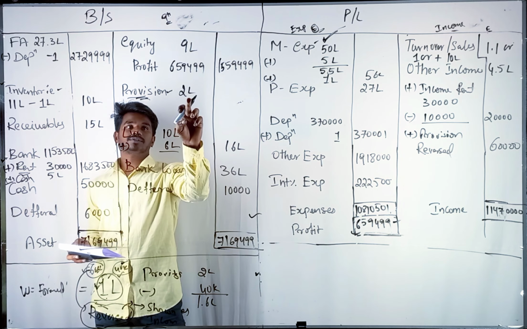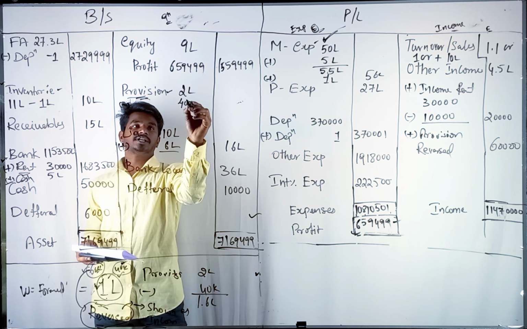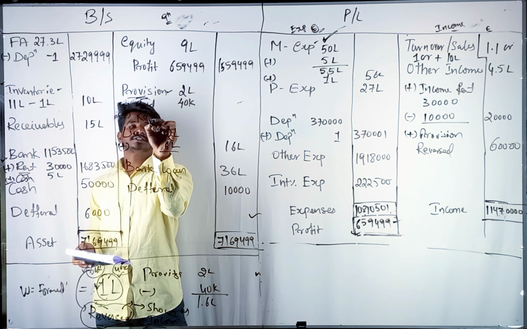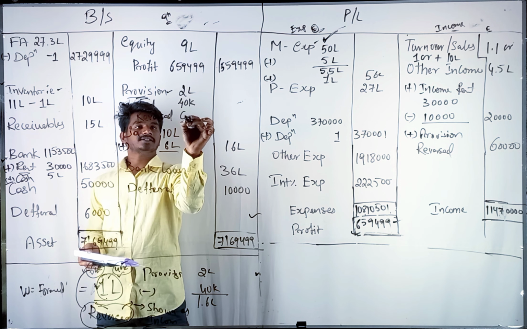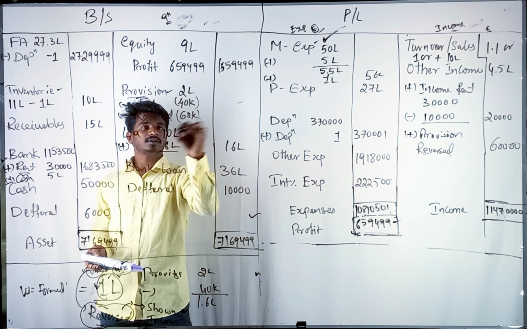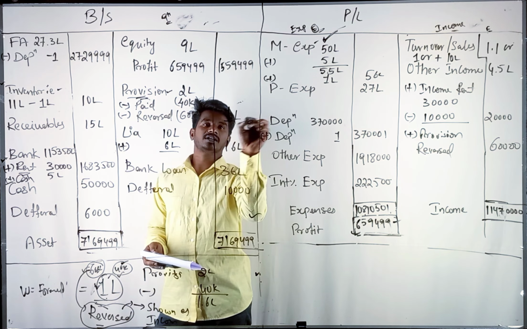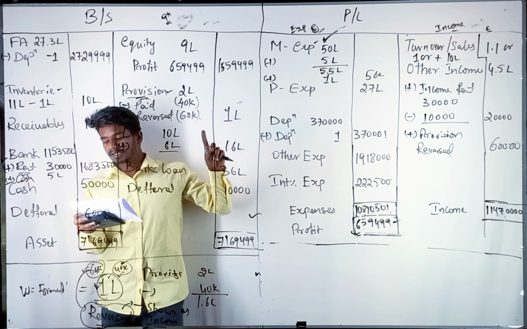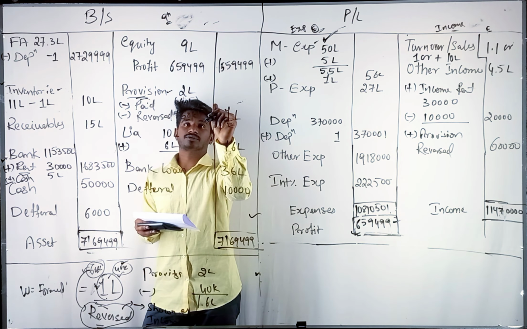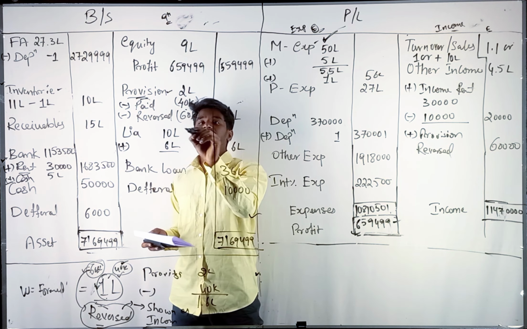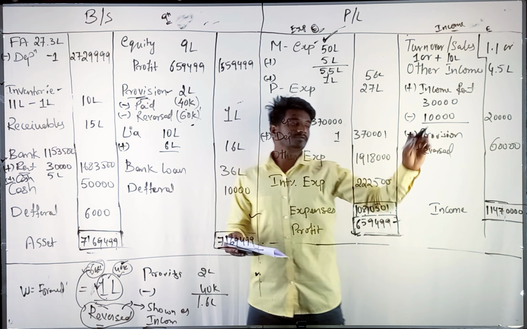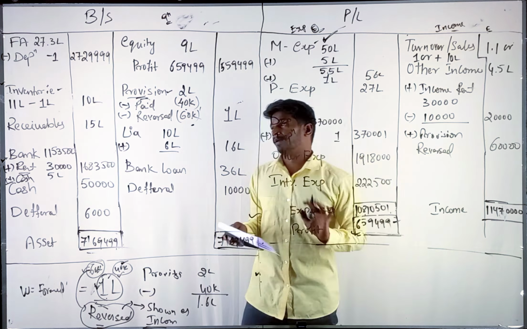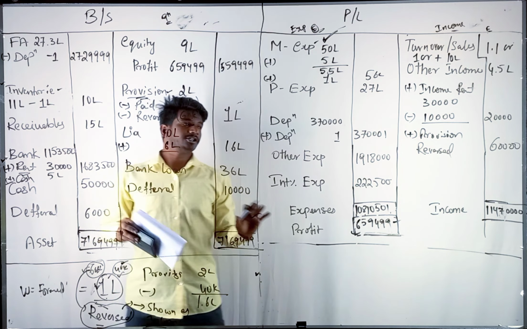Is that correct? Out of this 2 lakh, we have paid 40,000 and reversed 60,000. We should minus these both. The remaining provision will be 1 lakh rupees. Is that correct? 40,000 we have paid and remaining we have reversed. Both we have shown, and then this reversed 60,000 will be our income. We'll show it as income under other incomes. Okay. Fine. From till here, did you understand?